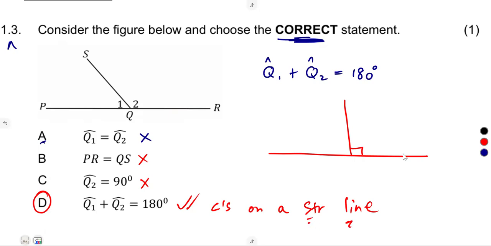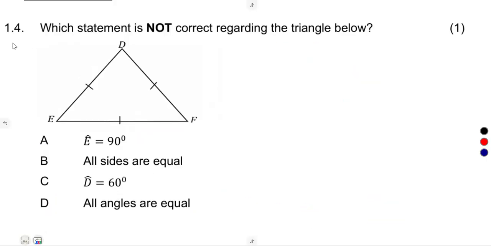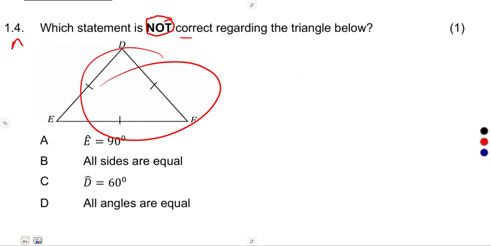All right, let's see 1.4 on the other part of the question. So guys, you just need to work out as many questions as you can. Just try to understand these questions. 1.4 are given. Which statement is not, take note, which one is not correct regarding the triangle that we are given below? This triangle that we have, we can see that there are sides which are equal.